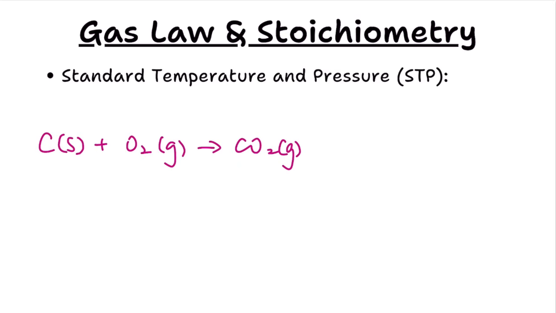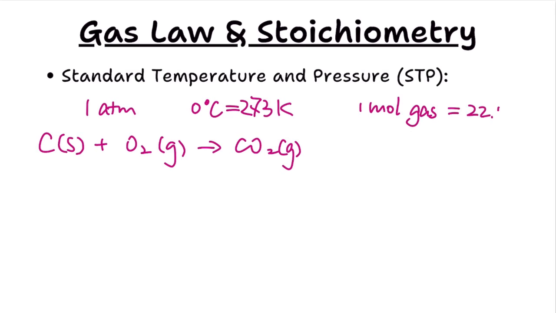STP stands for standard temperature and pressure, and it refers to 1 atm, 1 atmospheric pressure, which is the pressure of the atmosphere that we live in every single day. And the temperature will be 0 Celsius degrees or 273 Kelvin. And then at STP, what's really important is that 1 mole of any gas at STP occupies the volume of 22.4 liters.